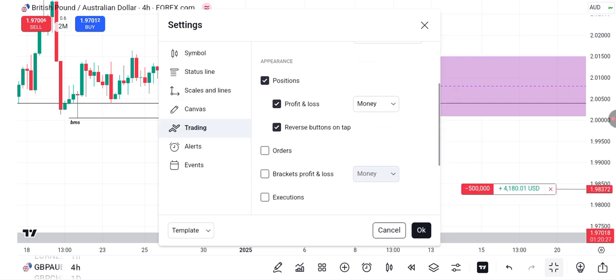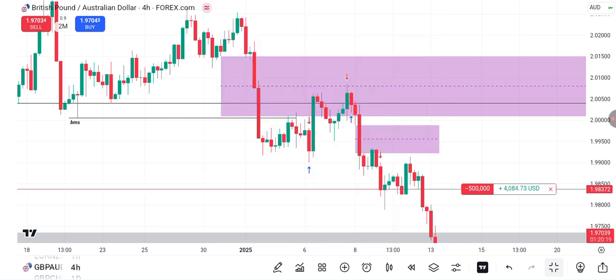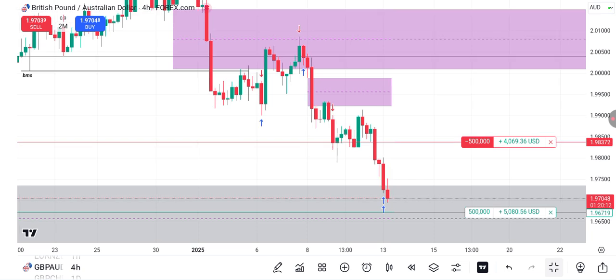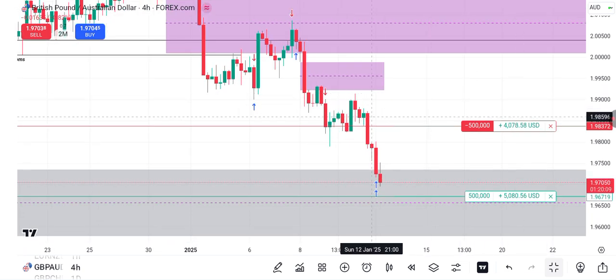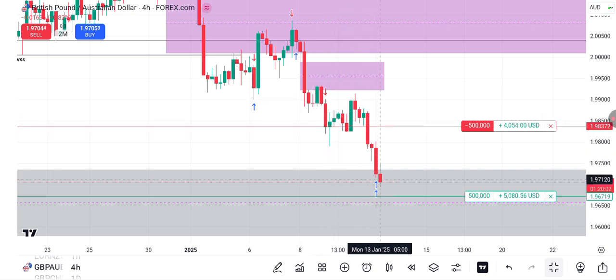My positions, orders, brackets, execution, just the line there. Okay. So I was able to take the trade. I wasn't able to take it from here, but I was able to take the trade from this area here, and then it went against me for some time. Then this morning it began to trade lower.